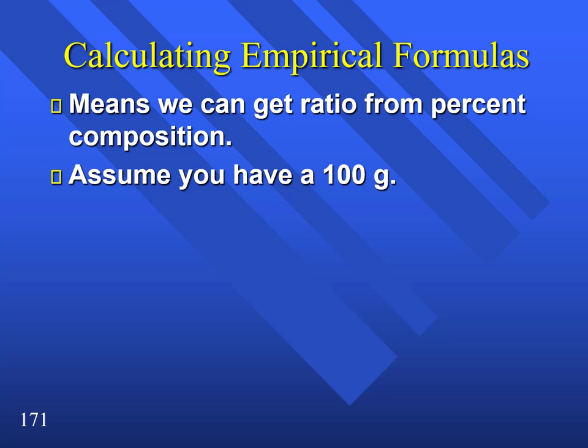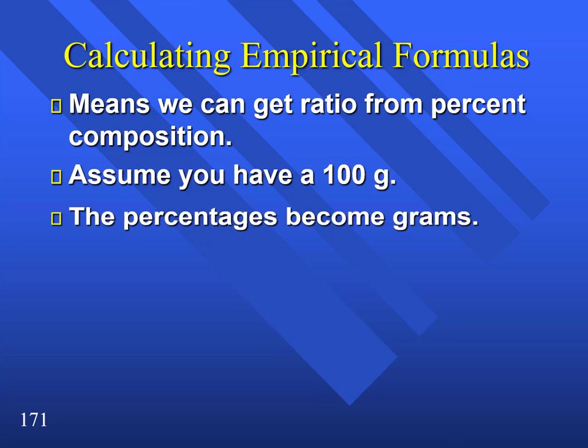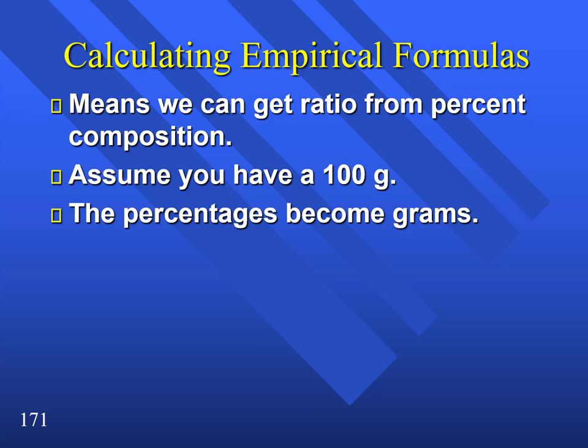Picking 100 grams makes it easy to turn percent into grams. Because if something is 25% copper, and you've got 100 grams of it, how many grams of copper do you have? 25. See the joy of picking 100? We could pick any number, but we would have taken that number and multiplied it by the percent. We could have picked 4 grams, but then we would have had to take 25% of 4 and figure out it was 1 gram. I don't want to do all that math. I'd rather just turn percents into grams because I assume I have 100 grams.